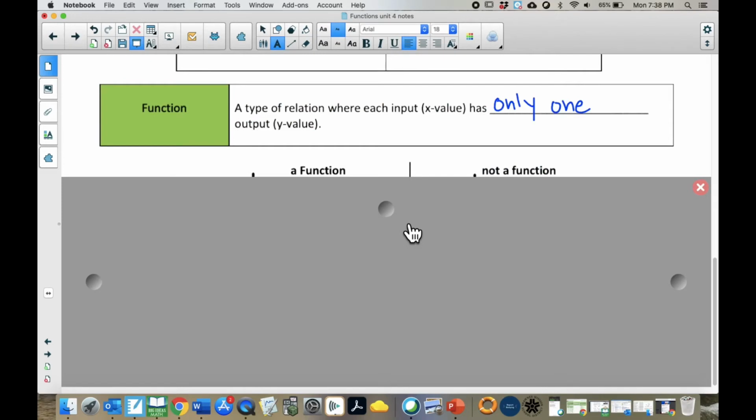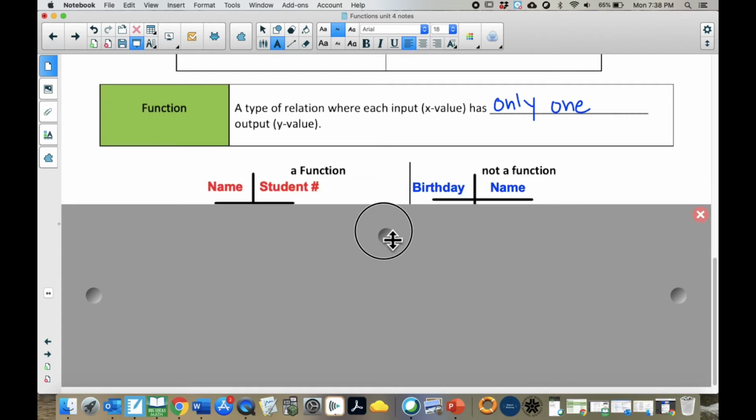Okay, in this next section, I have some examples of what could be a function and what couldn't be a function. So I just kind of picked some random examples, and I used our names from our class. So here we have a list of some things that are functions and some things that are not functions. So think about your name and your student number. Can you possibly have two student numbers? No, you can't have two student numbers. In a minute I'm going to show you these, I made up the numbers. They're not really real numbers.